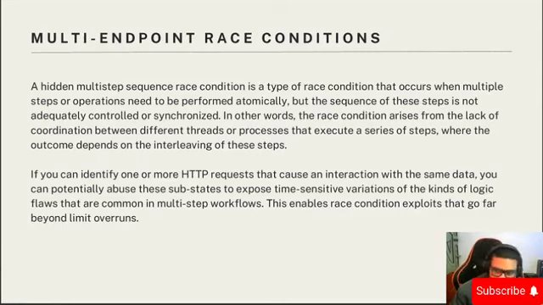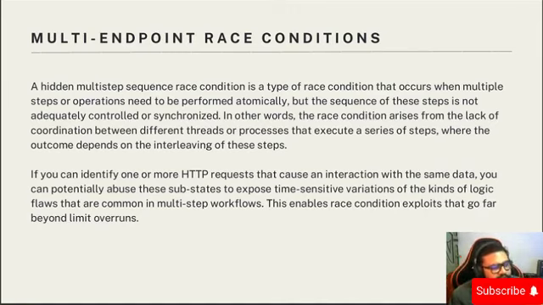So we have seen limit overrun race condition, so now let's see multi-endpoint race condition. Basically the name suggests itself that it involves multiple endpoints. A hidden multi-step sequence race condition occurs when multiple steps or operations need to be performed atomically. It means if there are two or more endpoints, then they should work atomically, meaning independently. But in the case of multi-endpoint, they are somehow linked to each other because they are interacting with the same data.